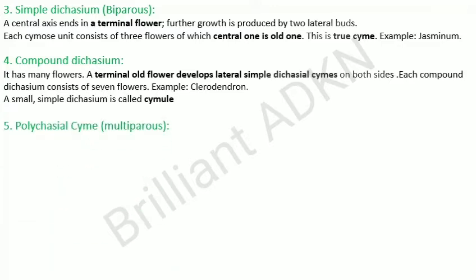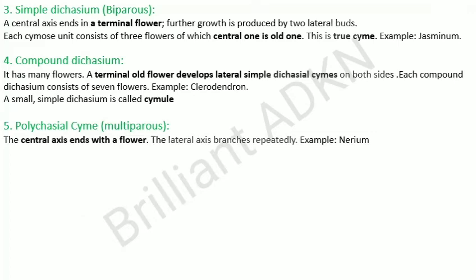Now we are going to see the polychasial cyme, that is multiparous. Multi means many. The central axis ends with a flower. The lateral axis branches repeatedly. Example, Nerium.